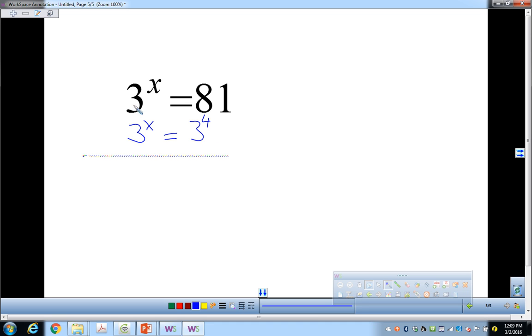Some of you might have done this in your head. 3 to what power equals 81? 3 to the 4th power equals 81. Or I can rewrite this using that 1-to-1 property. If I rewrote this as 3 to the 4th, therefore x must be equal to 4, right?